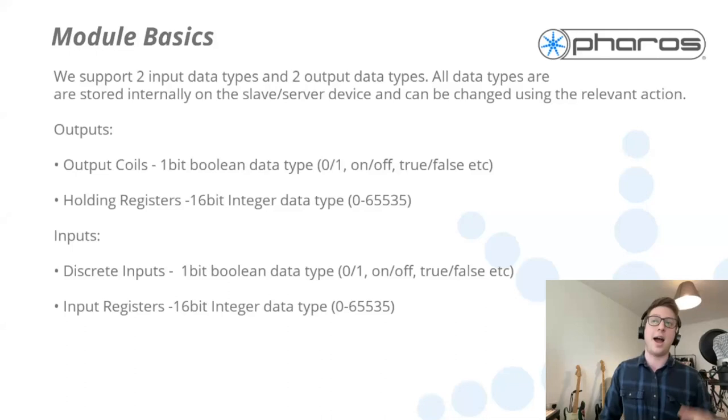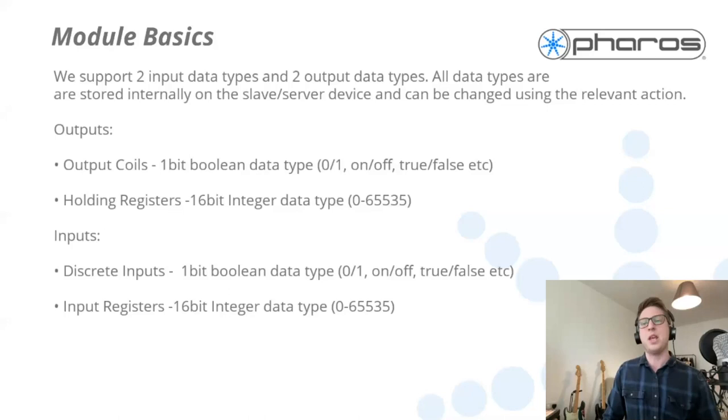For output coils, we support a 1-bit Boolean output coil. So that's on, off, true, false. We also support holding registers, which are 16-bit integers. So the difference is that one is a value that can just be on and off, and a holding register can be a value anywhere from 0 to 65,533, allowing you to have some kind of value which you can change. And again, I'll show you how you can go ahead and link that up to timelines or your programming later on.